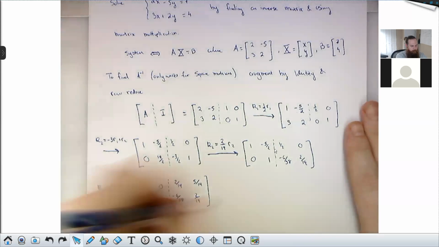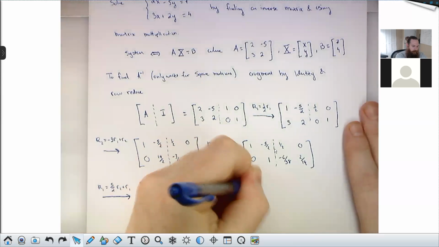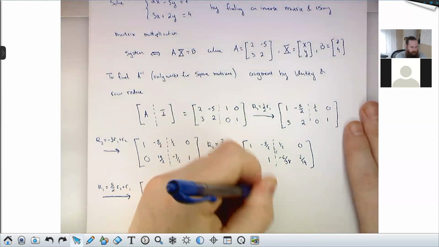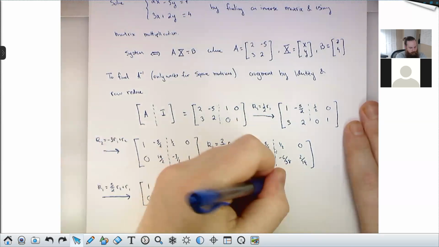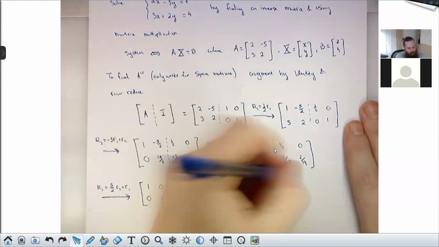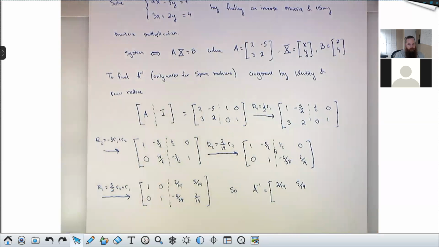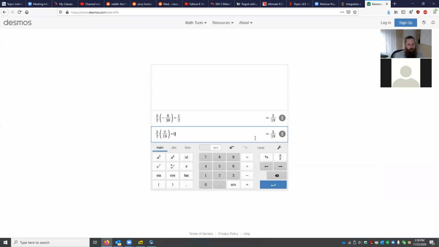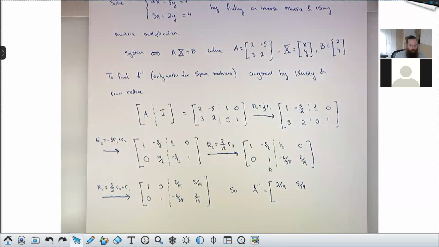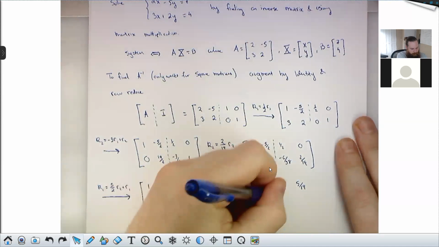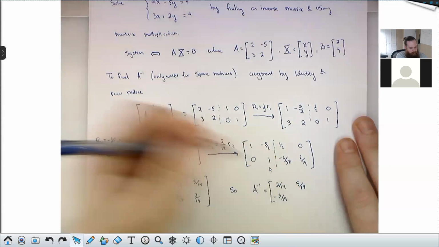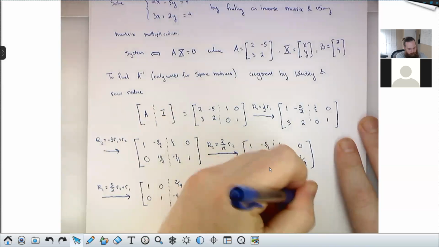So A inverse is the matrix that shows up on the right here. 2/19, 5/19, 6/38 is definitely simplifiable. What is 6/38? It's also a ratio over 19, 3/19. This is -3/19, and this is 2/19.